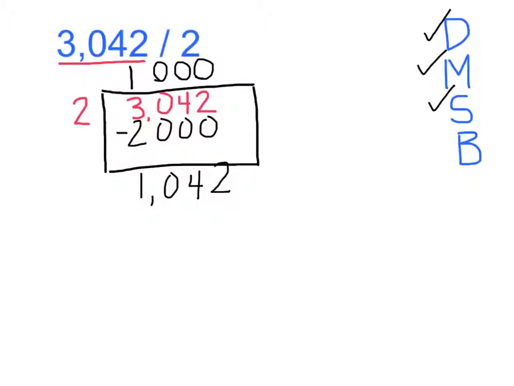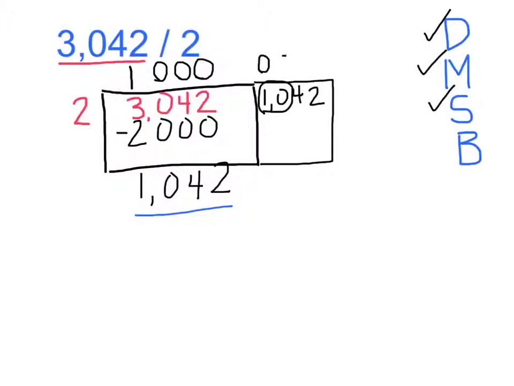Now, this number, 1042, is not smaller than 2, so we have to draw another box. And we're going to put 1042 on the inside, and we're going to repeat. 2 cannot go into 1, so we're going to put a 0 on top of the 1, circle the 10. 2 can go into 10 5 times.